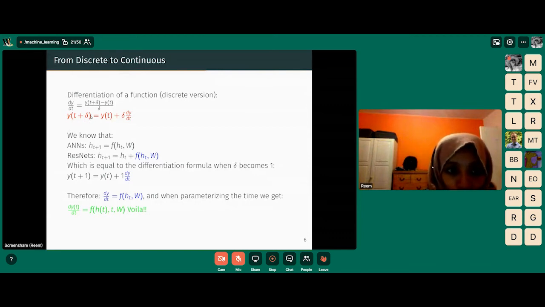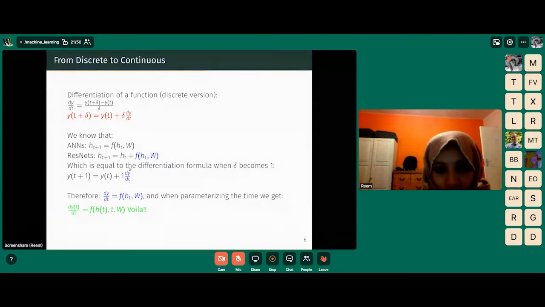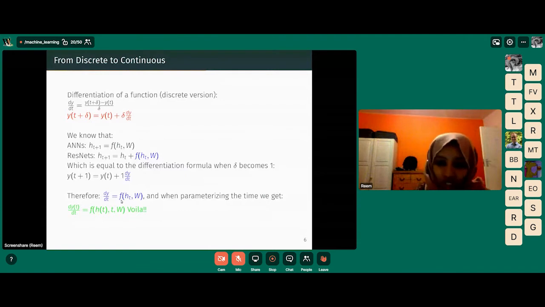Now, if you look at this value here, what we are trying to do is find the similarity between our residual neural networks and what I mentioned earlier about Euler's method, okay? This will be equal to the differentiation formula of our function y of t plus delta, but then if you take this delta and replace it by 1, you will get exactly this formula, right? Just compare the formula in red with this one. From here, we can see that this rate of change is nothing but the same function of the previous hidden layer, right? It's written here in blue.